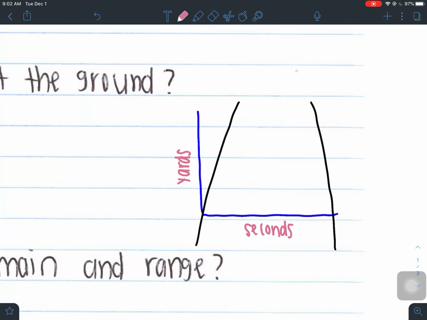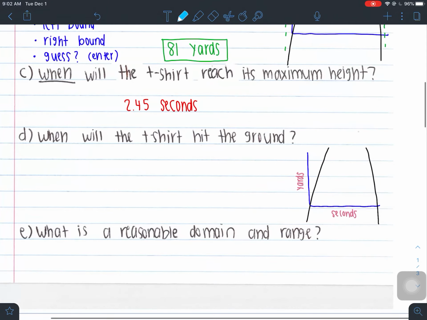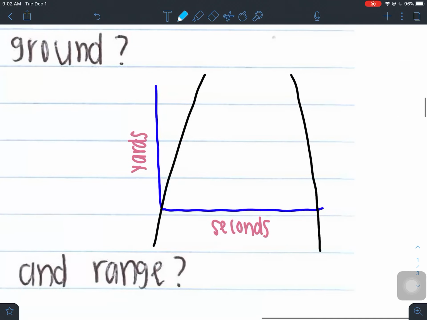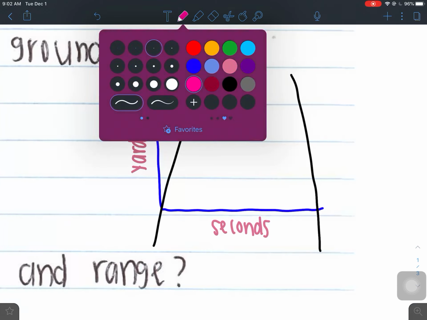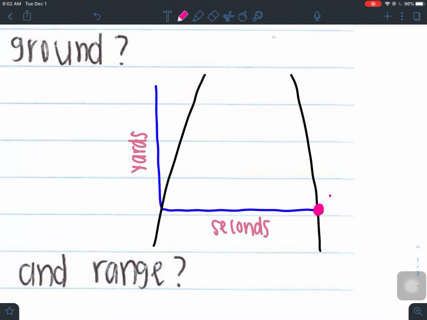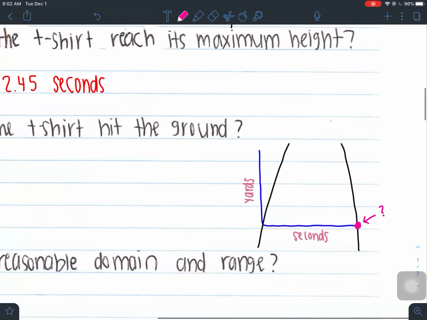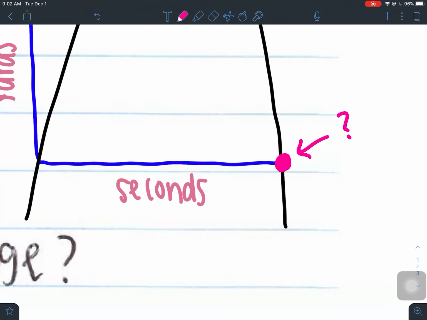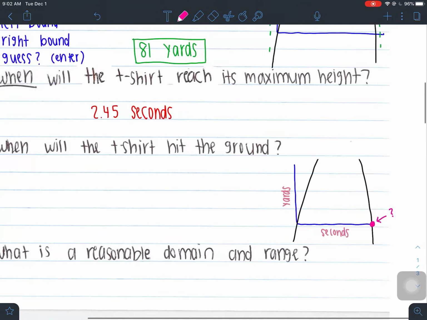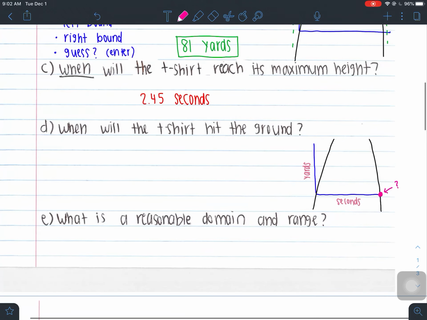Okay, so again, at 0, 0, that's when it starts. That's when you launch the t-shirt. So at 0 height, 0 seconds, you're launching the t-shirt. It's at the ground, and then it goes up, and then it's going to hit down at the ground again. So basically, it's asking, when will it reach the ground? So we're basically asked to find this point over here. When will it hit the ground here? Because your x-axis is like your ground. So basically, it's asking you to find the x-intercept, because that's the x-intercept point. It's on your x-axis. So we're going to go ahead and find the x-intercept here.